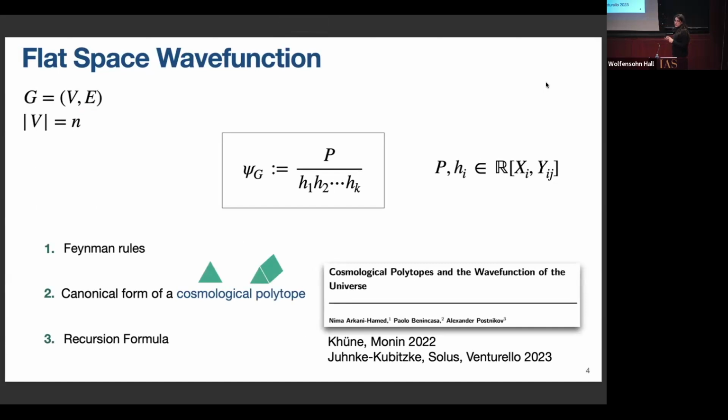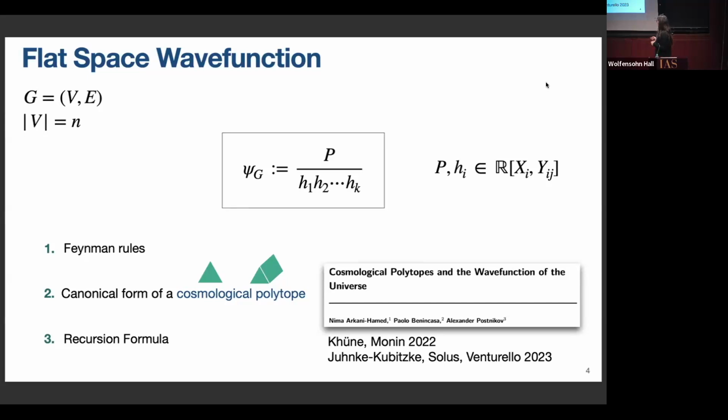One is via Feynman rules. So you build an integral associated to these graphs. This will be an integral with respect to the variable representing time. And then carrying out this integration will give you this rational function. Another way is via the canonical form of the cosmological polytope. This object was introduced in this paper by Nima, Arkani-Hamed, Benincasa, and Postnikov. The idea is to introduce a polytope whose canonical form is precisely the rational function that was given by the Feynman rules.